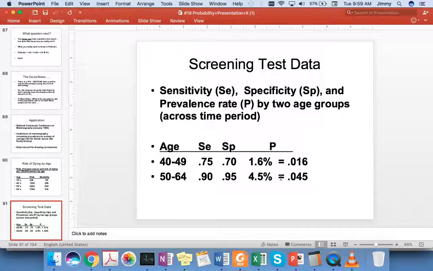So here's the screening test data. You have the sensitivity and the specificity and the prevalence rate for the two age groups across time periods. So you can see here between 40 and 49, the accuracy of the test is lower than between 50 and 64. There's also a lower prevalence rate as well. So as you know, with a lower prevalence rate, the likelihood of a false positive also increases.